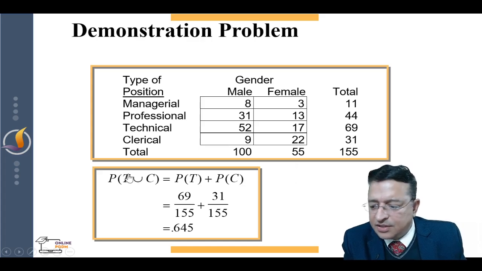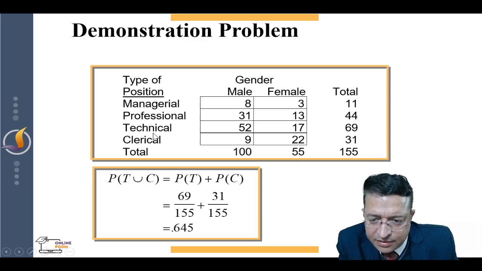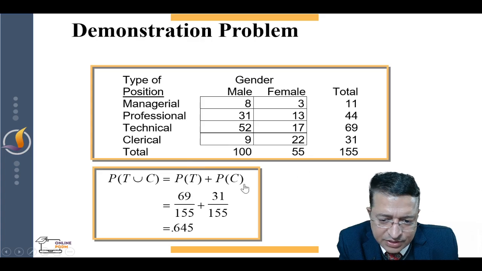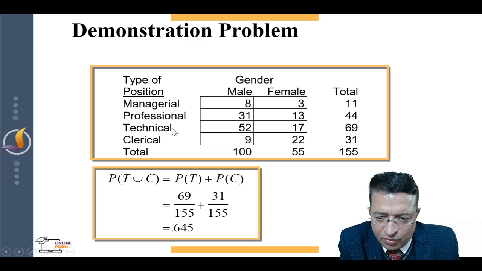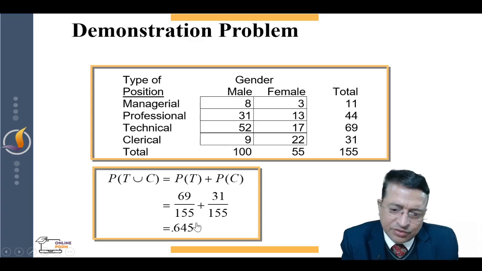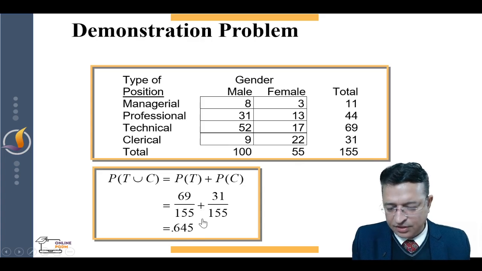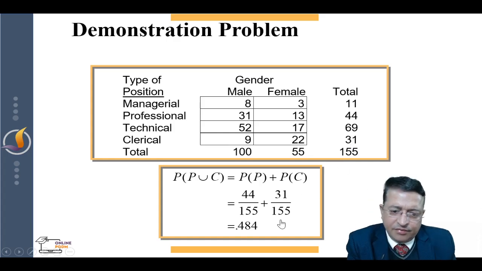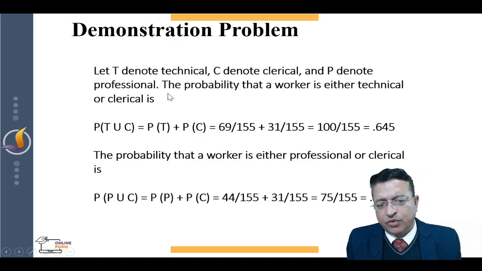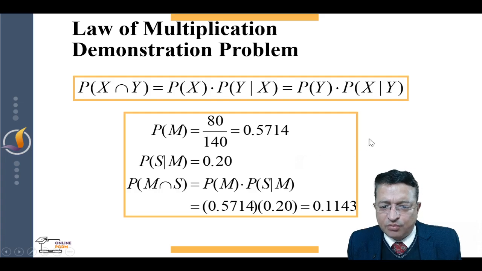Or clerical means it is a case of union, and because nothing is common between them, we simply added. If there is something common, we need to reduce. In this case, because technical and clerical are in one direction only, nothing is common, so we simply added the probabilities and got the result. Similarly, in the case of professional and clerical, professional is 44 by 155, then clerical total is 31 by 155. So this is a summarization of both cases.